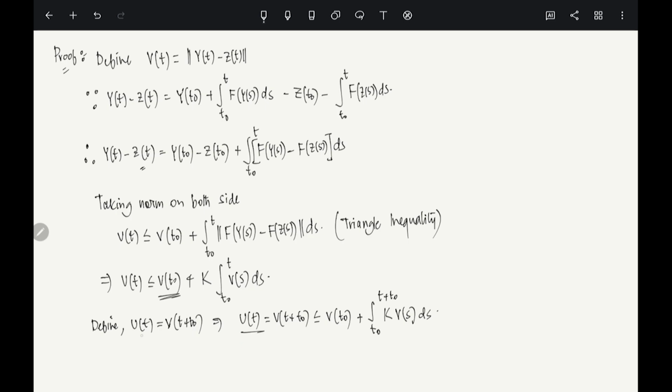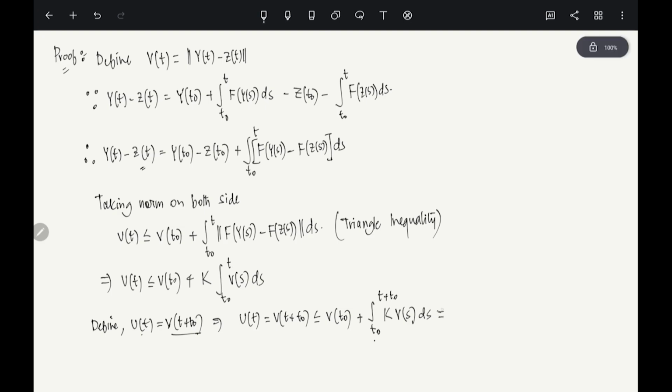U(t), you see U(t) is v(t plus t0), right? So I will just write v(t plus t0), and that is always dominated by, here you see, I will just change the variable here. So basically from t0 to t plus t0, this will change. Okay, so I can write it like this. I hope this is clear. This holds for all t, so this holds for t equals t plus t0 also, right? So I am just doing that part here, and the variable is from t0 to t plus t0.